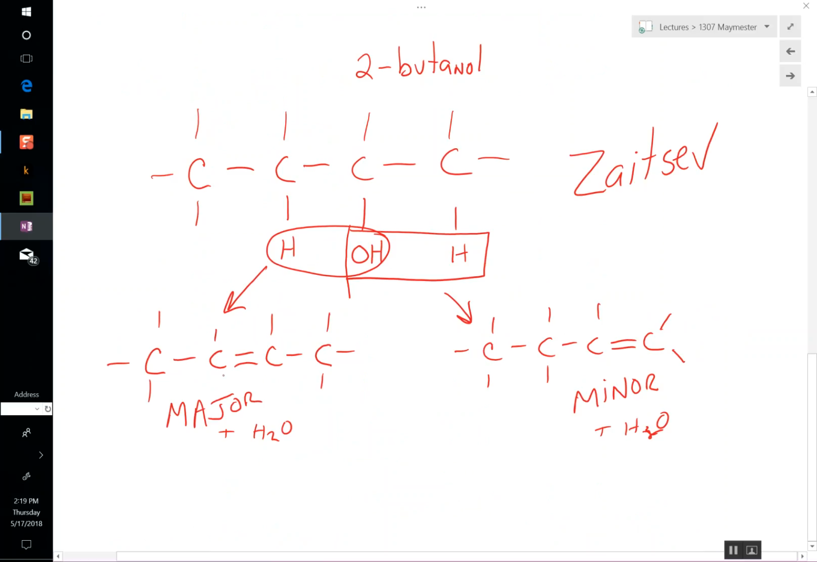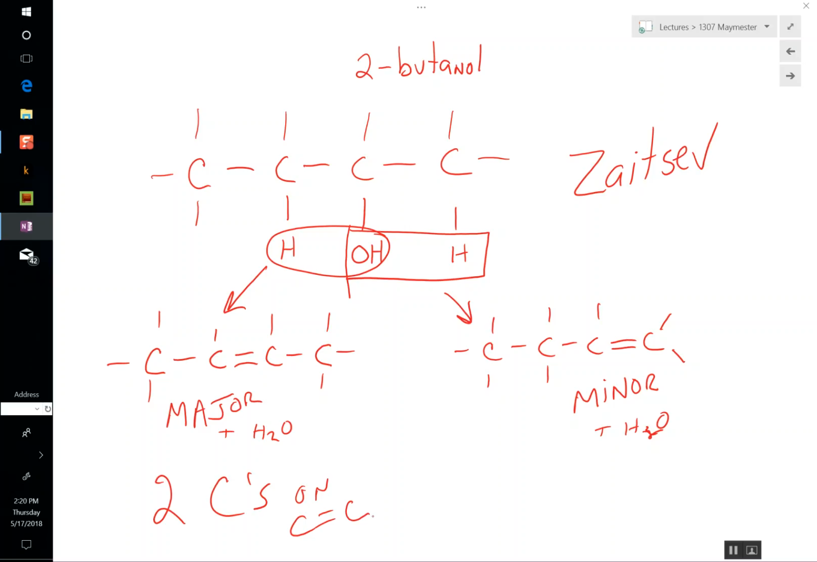Okay, now here's our double bond. Now we want to look at how many carbons are attached to that double bond. This double bond has a carbon here, that's one, and a carbon over here, that's two. This has two carbons on the double bond. This one only has one.